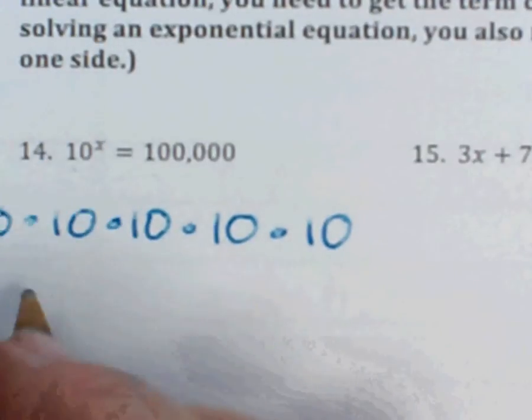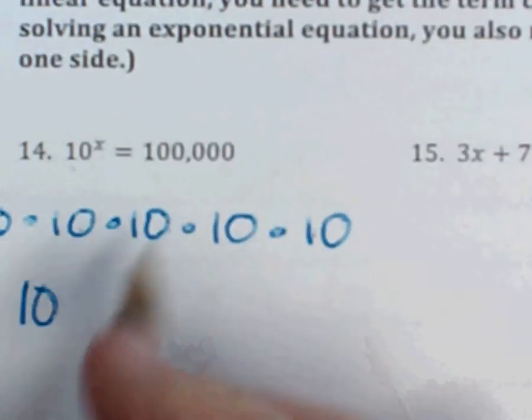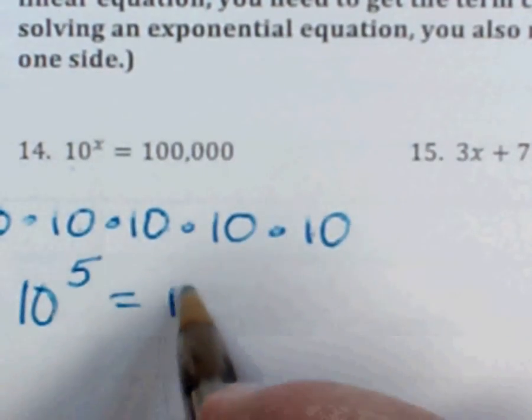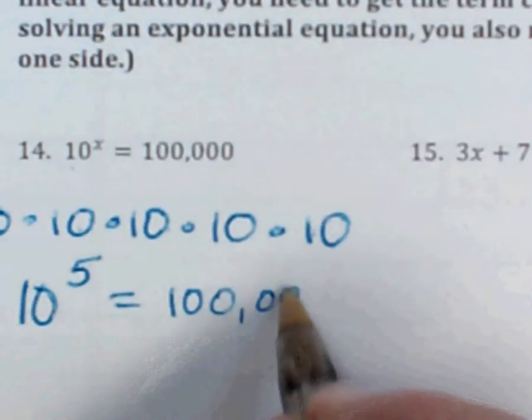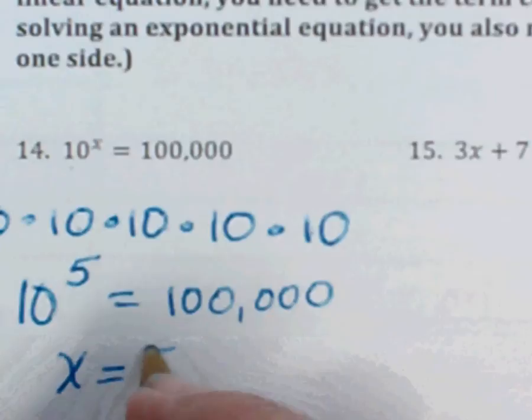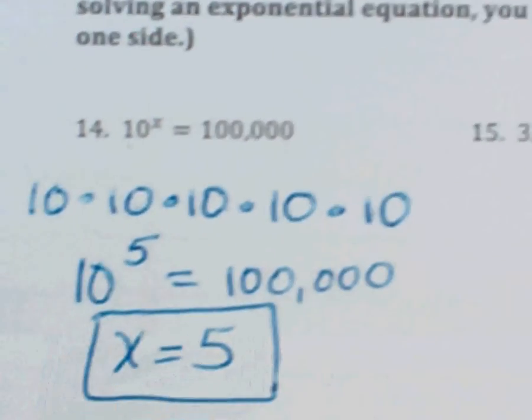So my exponent should be 1, 2, 3, 4, 5, 10 to the 5th power equals 100,000. So x is the 5th power. x is 5 in this particular case.